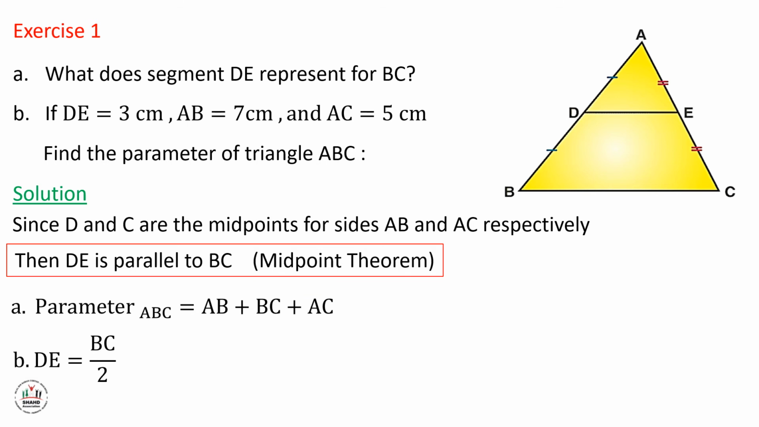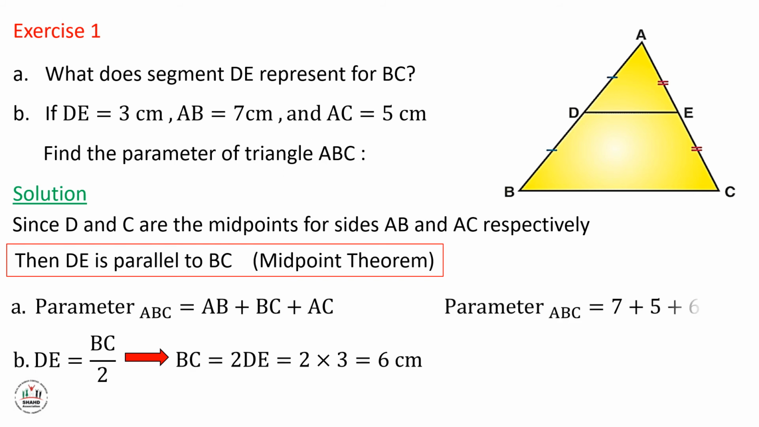So we know that DE is equal to BC over 2. And for that, BC must be equal to 2DE, 2 times 3, which is equal to 6 centimeters. So BC equal to 6 centimeters. Now we can find the perimeter of this triangle. 7 plus 5, which is equal to 12, plus 6, and that's equal to 18 centimeters.